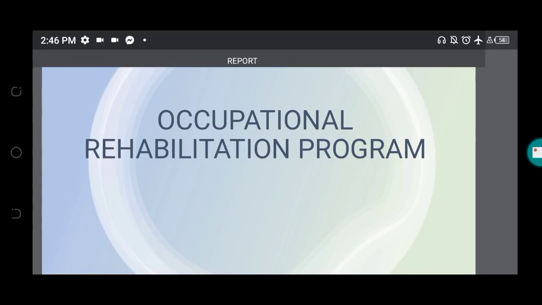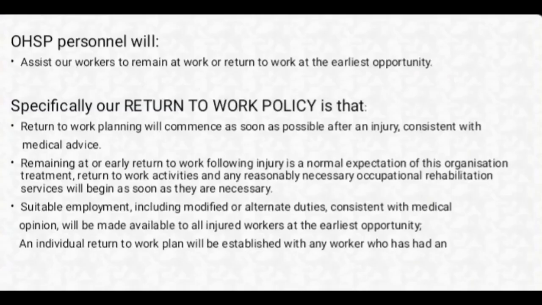Before we start, what is an Occupational Rehabilitation Program? An occupational rehabilitation program is a process developed and administered by skilled administrative and health professionals to return injured workers to work as soon as possible. OHSP, or Occupational Health and Safety Program personnel, will assist our workers to remain at work or to return to work at the earliest opportunity.